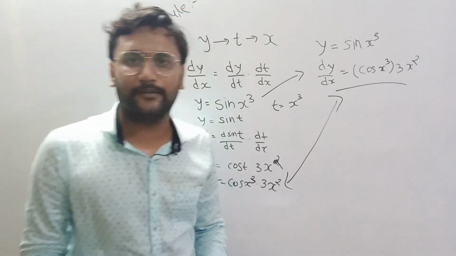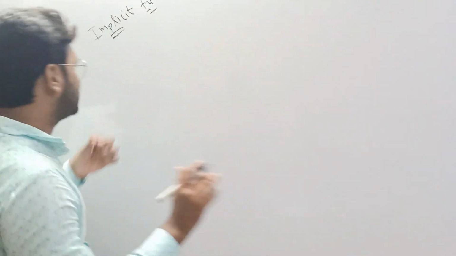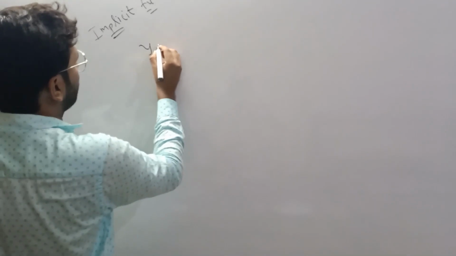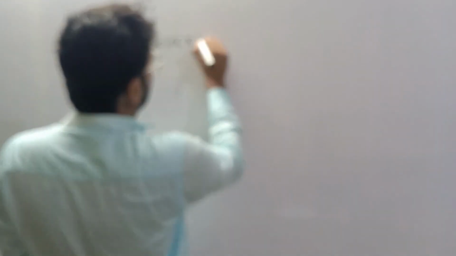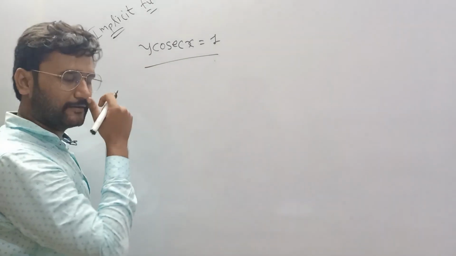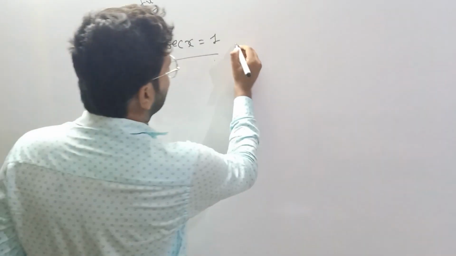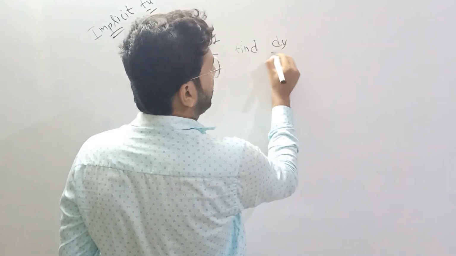Now coming to the next topic, what is the implicit function? In implicit functions, in exams or in any test, they will give you one equation and you'll have to get the function from that equation and find the derivative. For example, y into cosec x is equal to 1. This is one example of an implicit function or equation. Now they have asked you to find the derivative of y with respect to x.